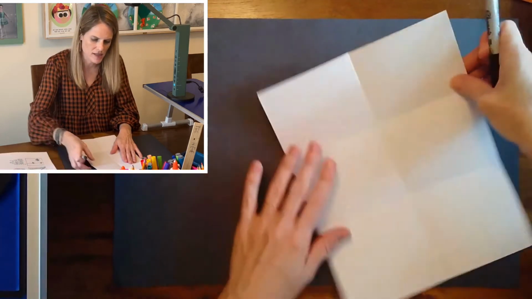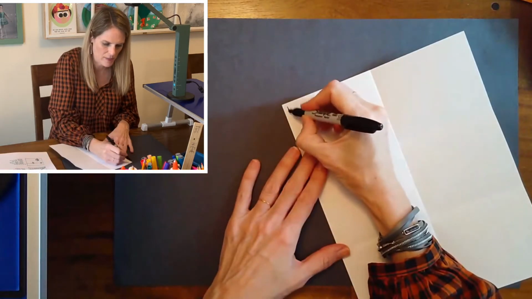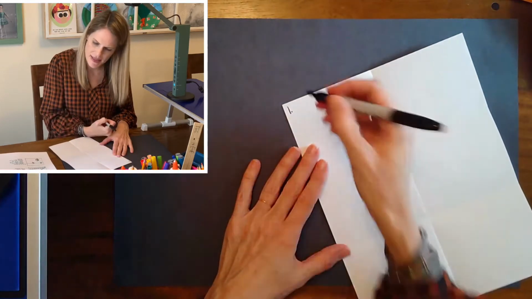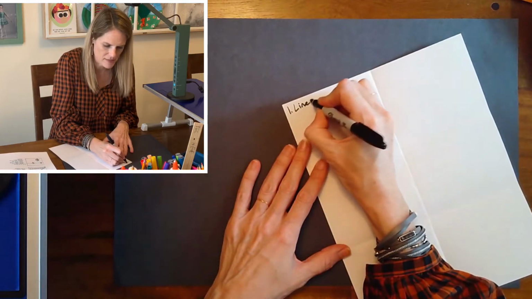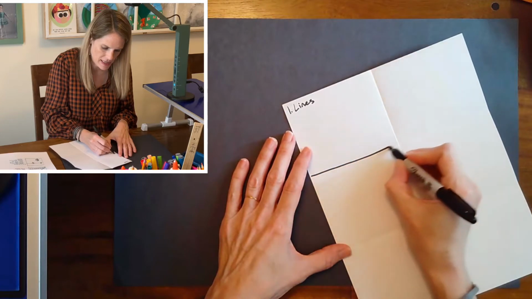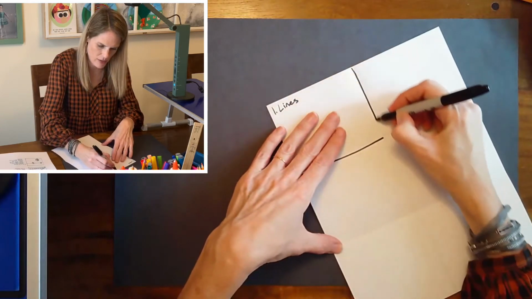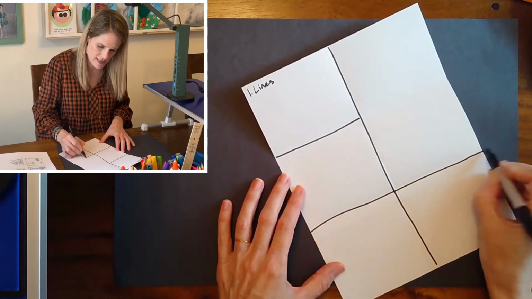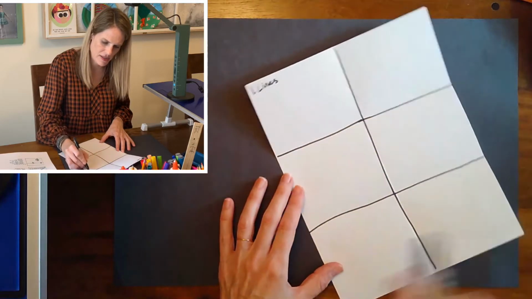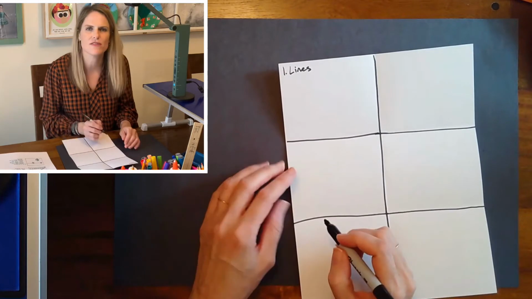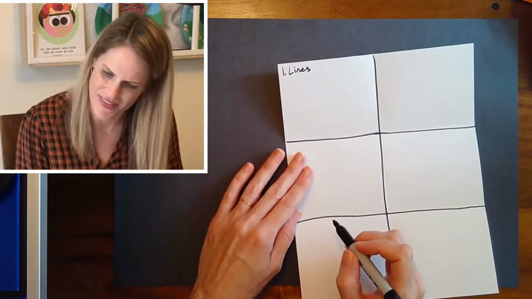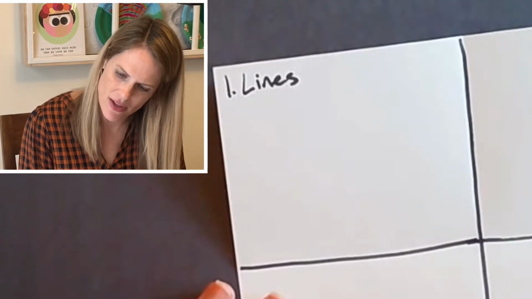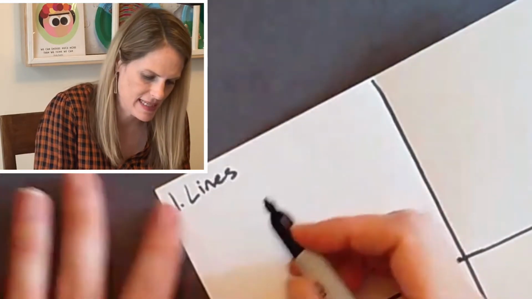Number 1, you can even put a number 1 at the top of your page, is lines. I'm going to actually write it. And I'm going to pretend like this is my square. Even where I folded, I'm going to draw lines so I can keep my 6 methods separated. Lines converge at one point on the horizon line. So the parallel lines get closer together as they recede into the distance.